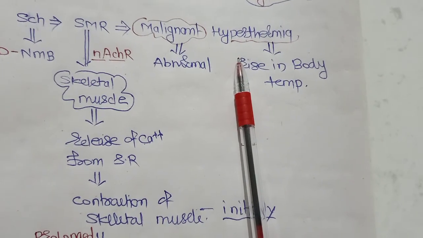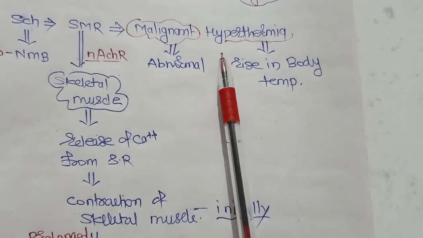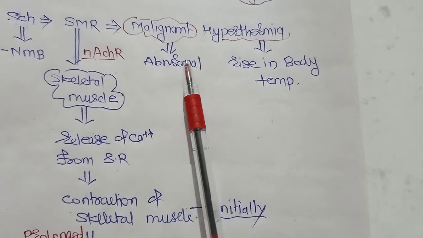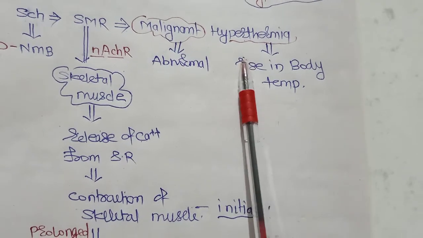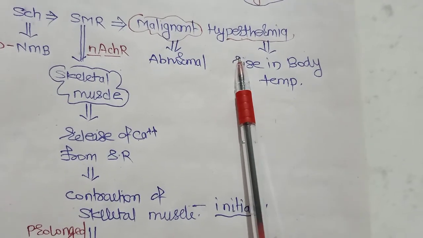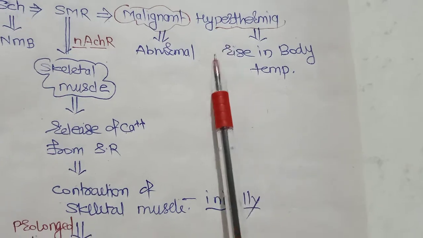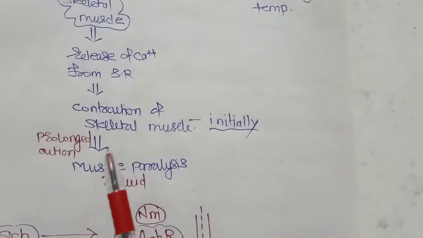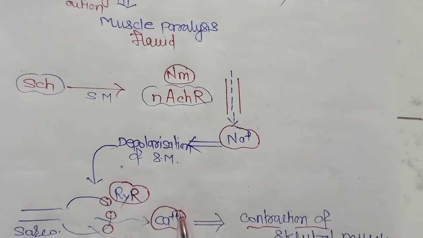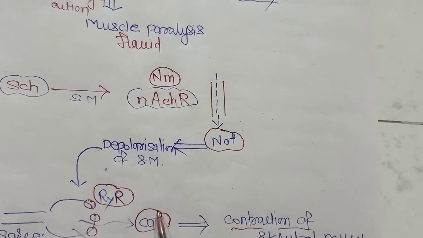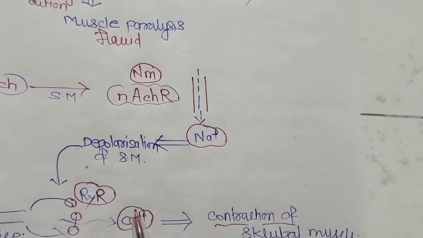Where there is an increase in the body temperature and severe muscle spasm, due to release of intracellular calcium from the sarcoplasmic reticulum. So metabolic acidosis and tachycardia may also be present.